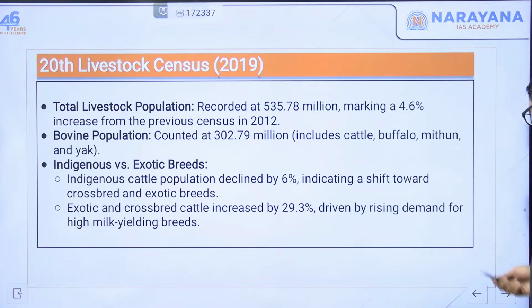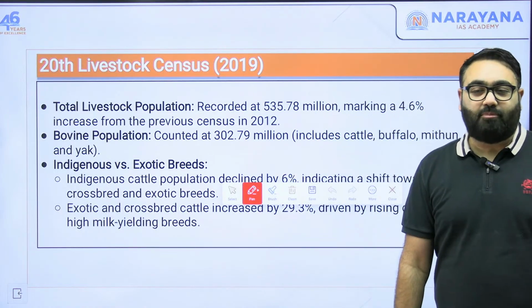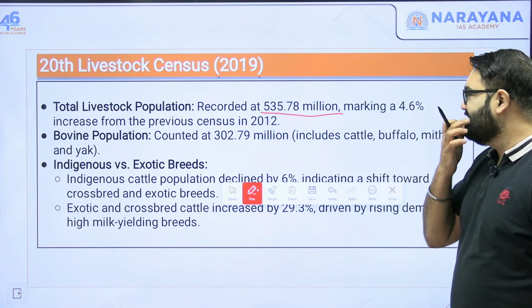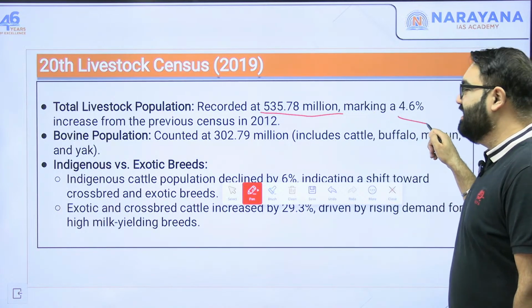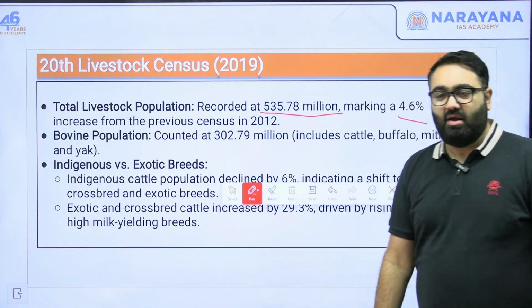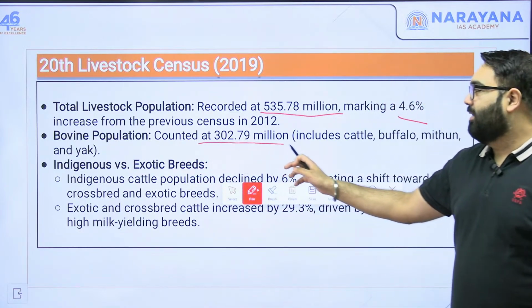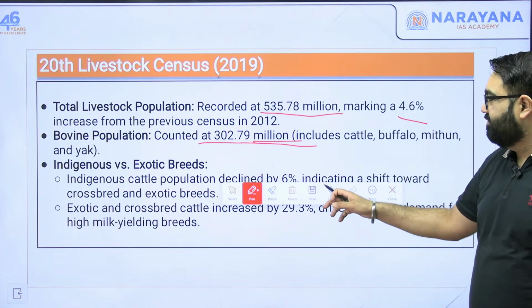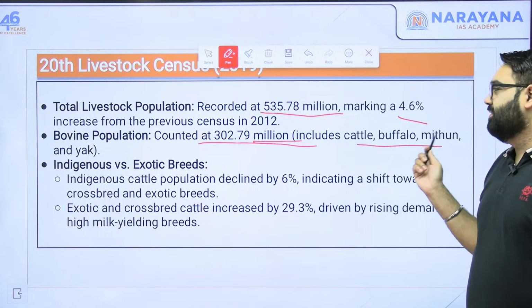In the last census, that was in 2019, the total livestock population was about 535 million, basically 53.5 crores, which was a 4.6% increase from the previous census. If you look at the bovine population specifically, they were about 30.2 crores, that is 302 million. So most of them were bovine. Bovine basically includes cattle, buffalo, mithun, yak.